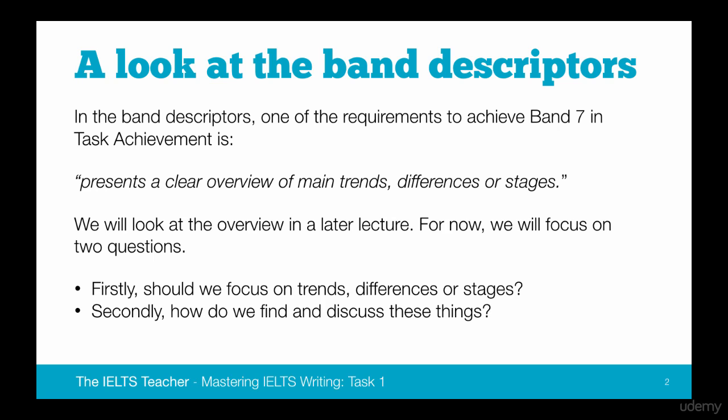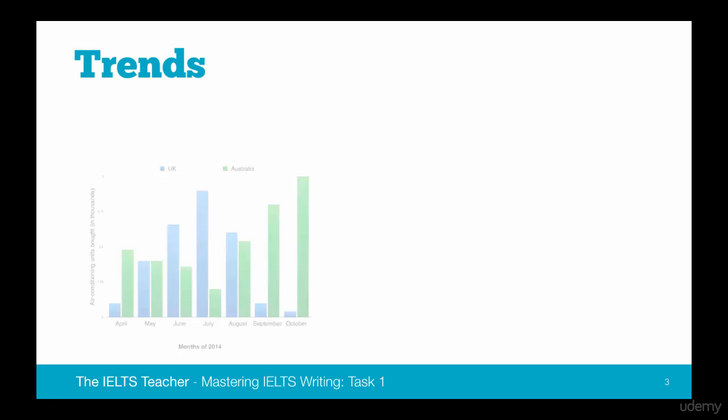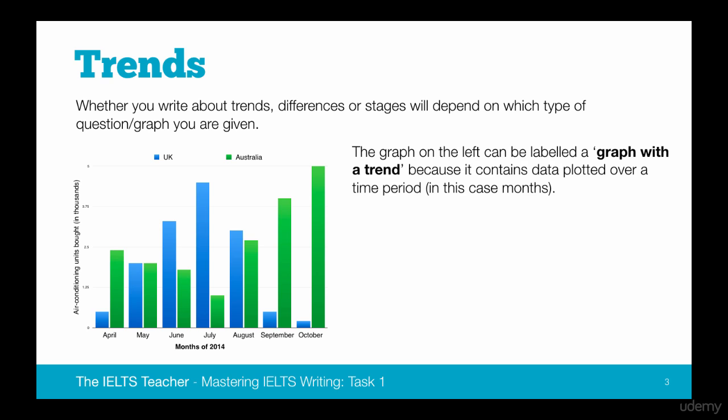Well, it's important to look at a variety of task types. We'll begin by looking at identifying trends. Now, whether you write about trends, differences, or stages will depend on which type of question or graph that you are given. Graphs with a trend is where we're going to talk about trends, as you might expect, because it contains data plotted over a time period. In this case, months in 2014.